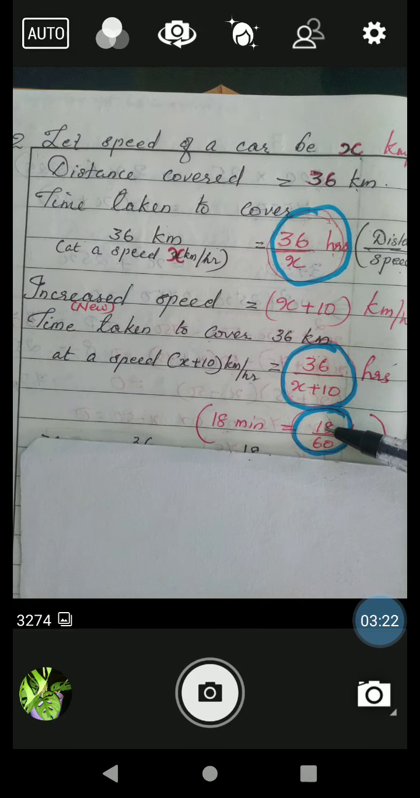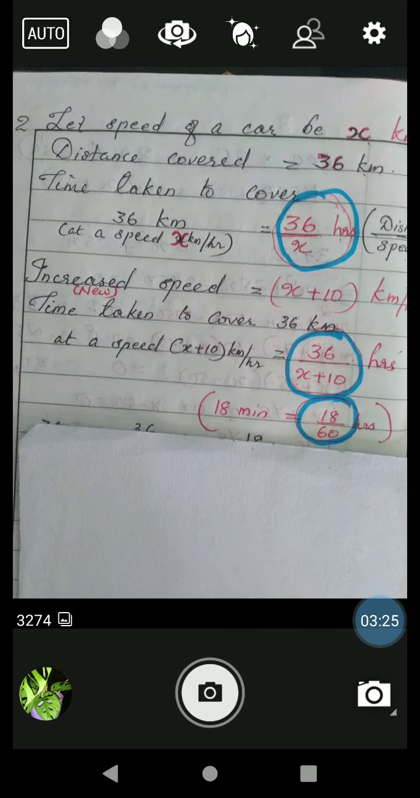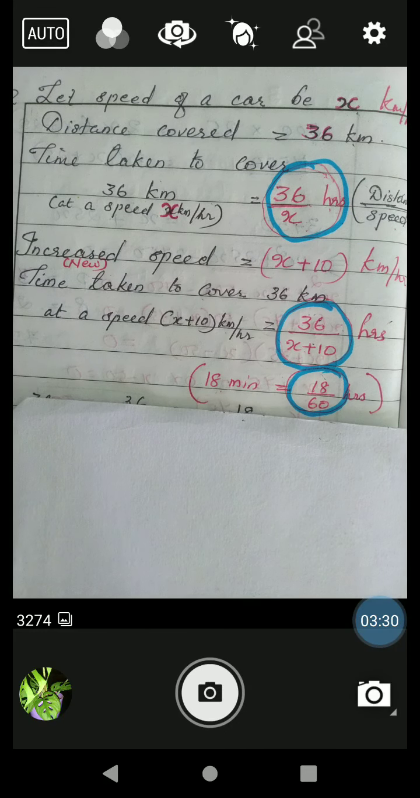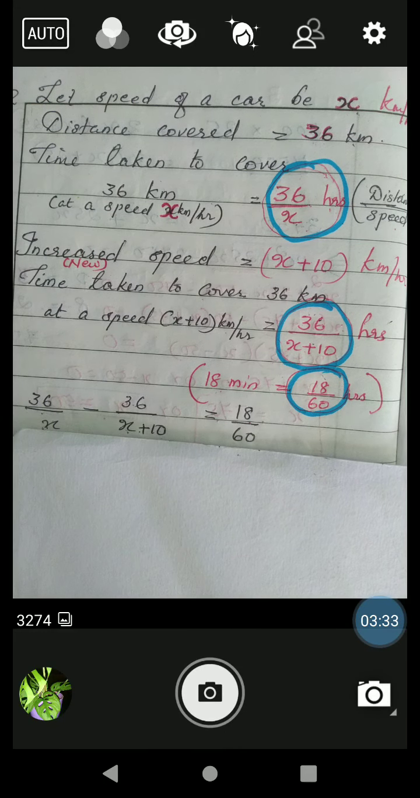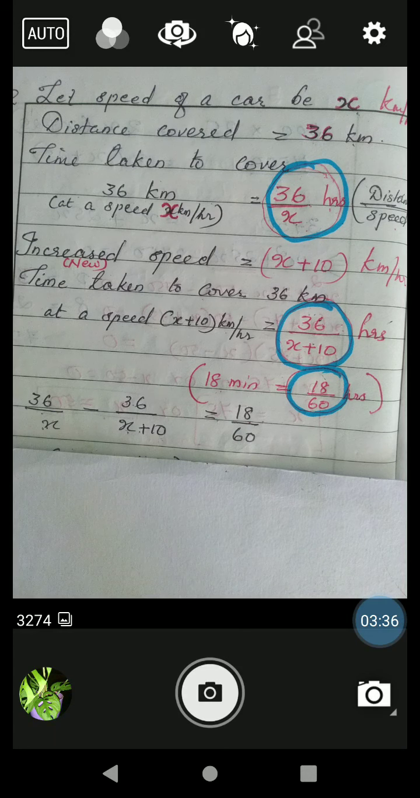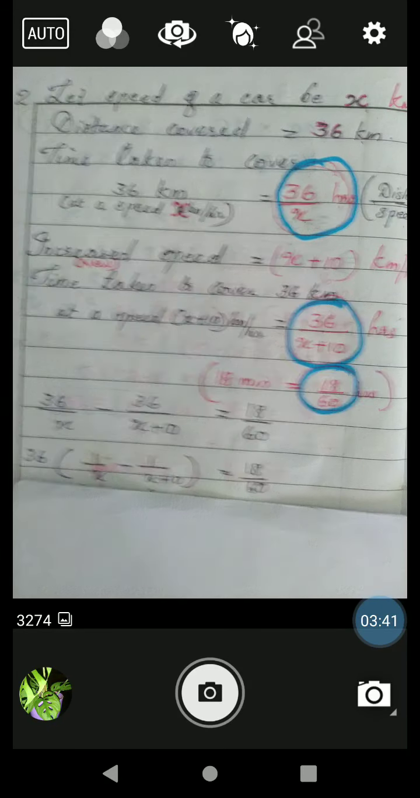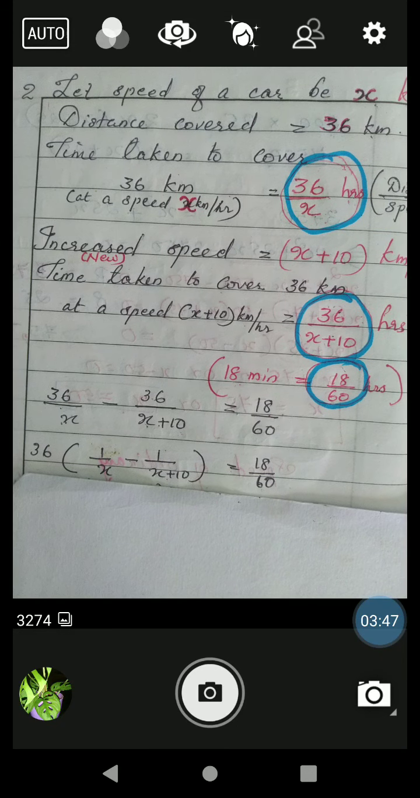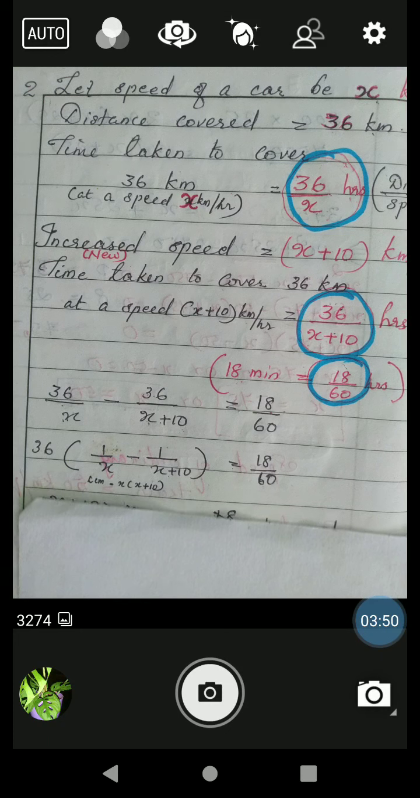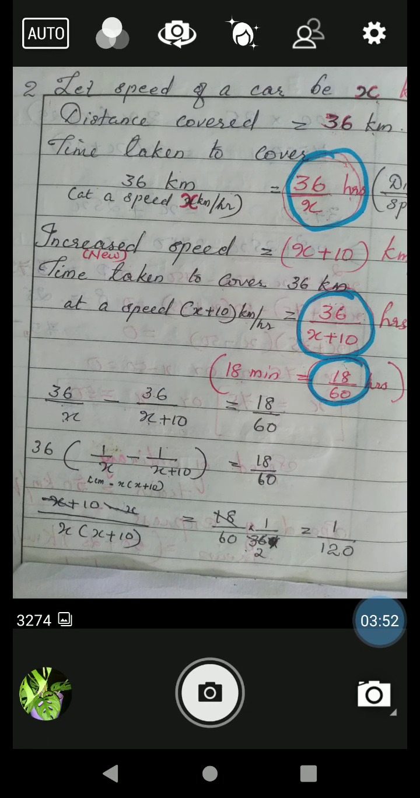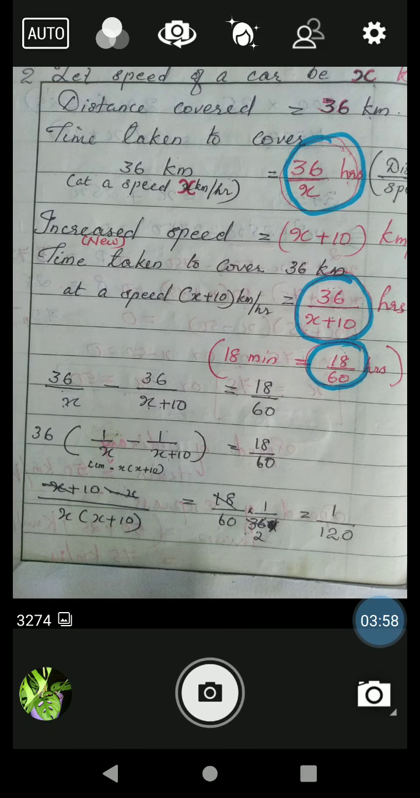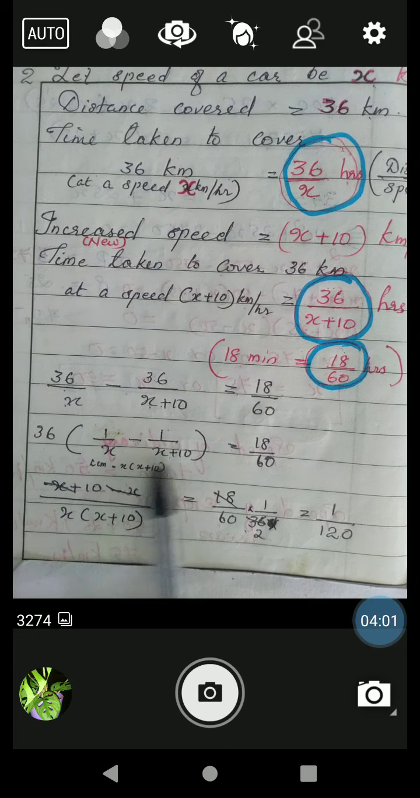Okay. Therefore, we get, remember the previous questions and you can connect. That is 36 by x minus 36 by x plus 10 equal to 18 by 60. Simplify. You can take 36 outside from the left side and simplify the bracket also. Taking LCM and you can simplify. Now you can transpose this 36 to the right side. Okay. And simplify this bracket.